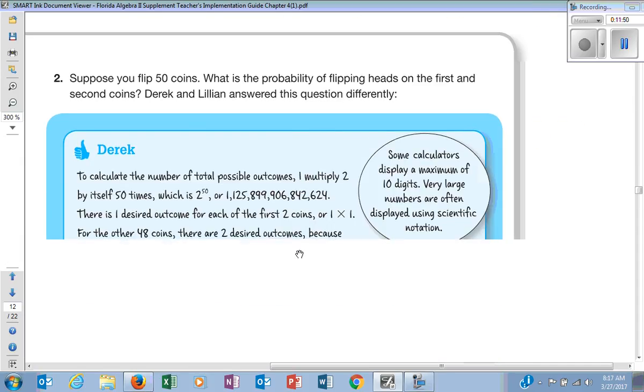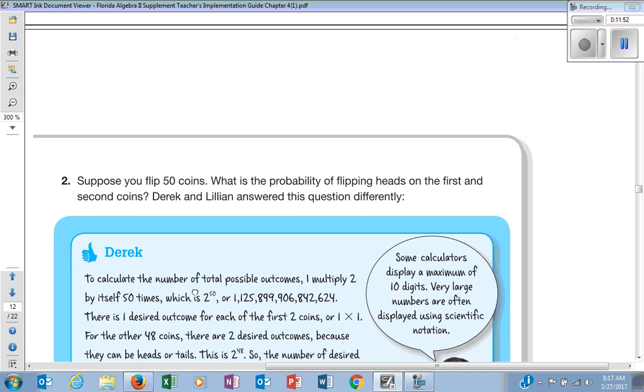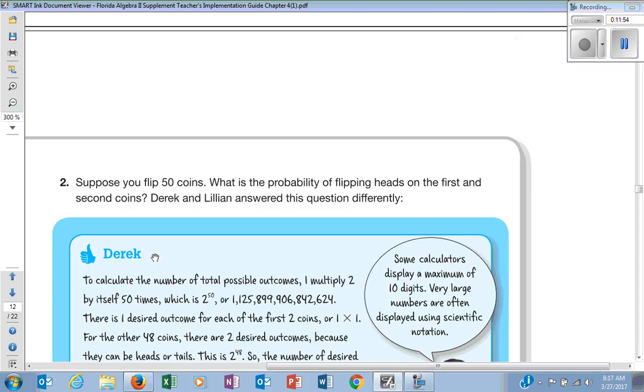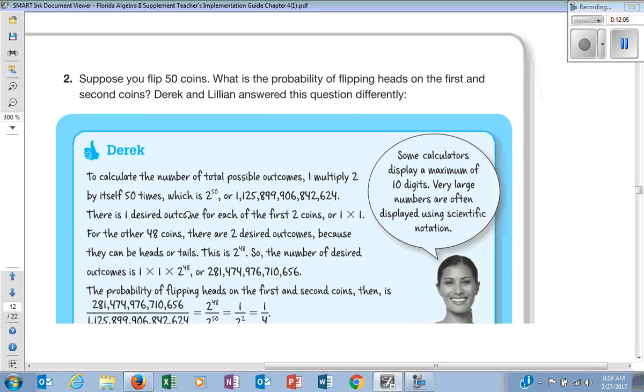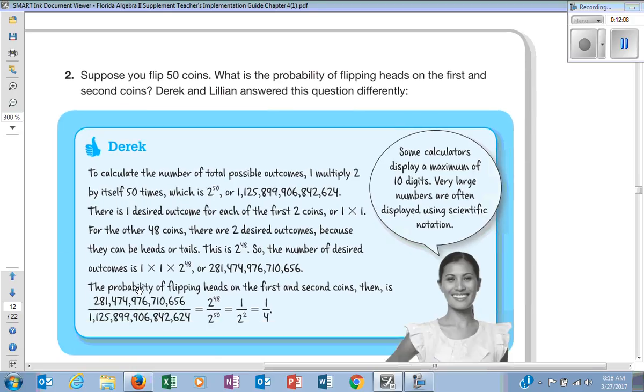Good one. All right. Derek does the ridiculousness of this problem. Suppose you flip a coin 50 times. What's the probability that the first and second coins will land on heads? Derek acts like he's going to flip this coin 50 times. By the way, if you were saying they all land on heads, it would be 1/2 times 1/2 times 1/2, to the 50th power. You realize how small that chance would be? Okay?